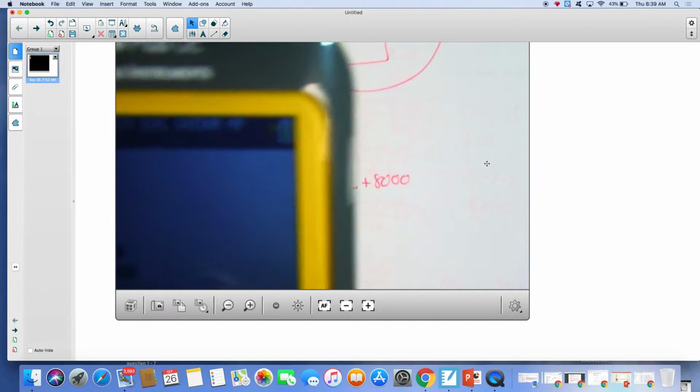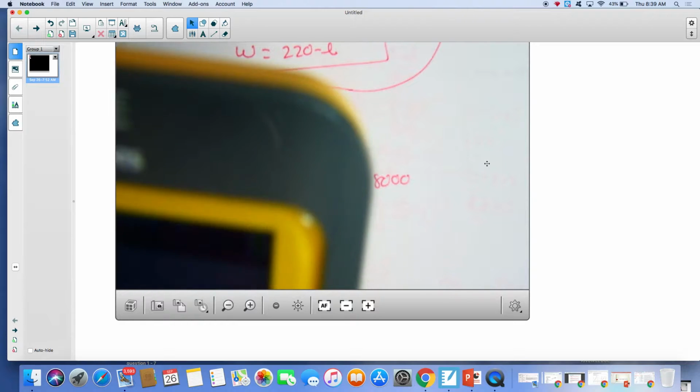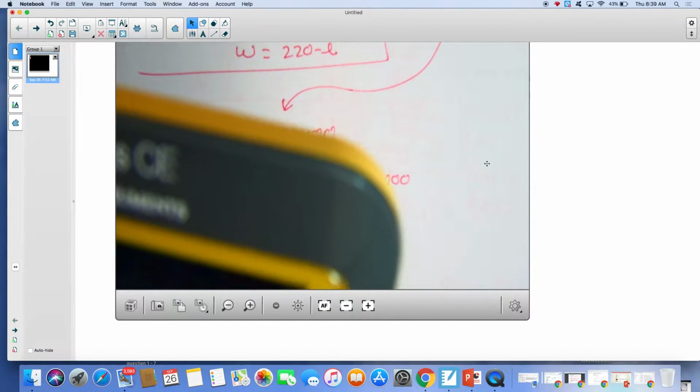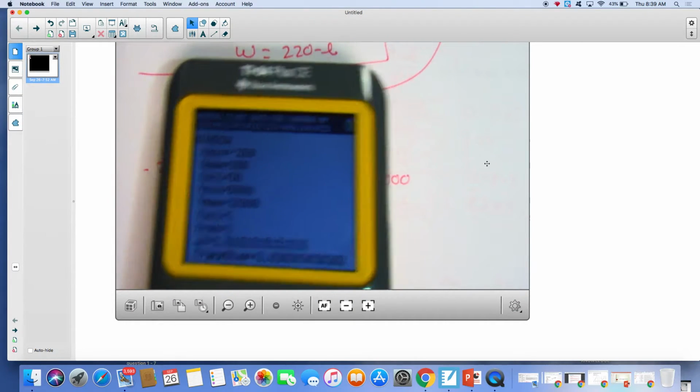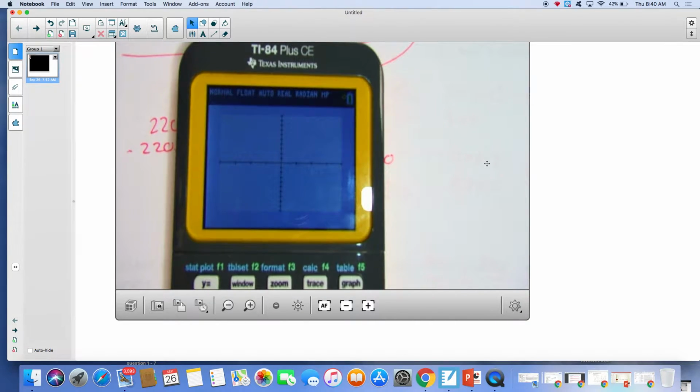So let's go to Window. Let's pick the X values to be between negative 200 and 200. Let's go by 50s. And let's do the y minimum and maximum between negative 10 and 10. Do you care about anything but that x-axis on here? No, we don't, because we just want zeros. So let's hit graph and see if we hit there twice.